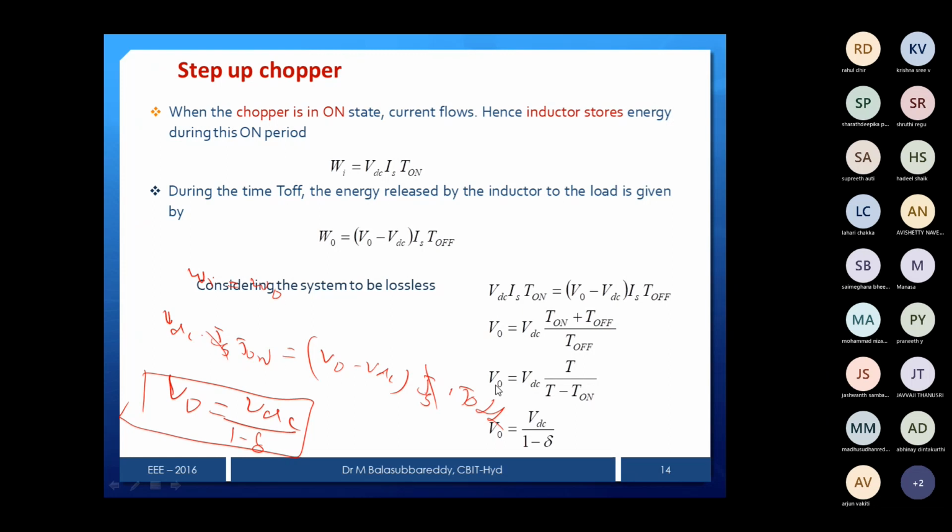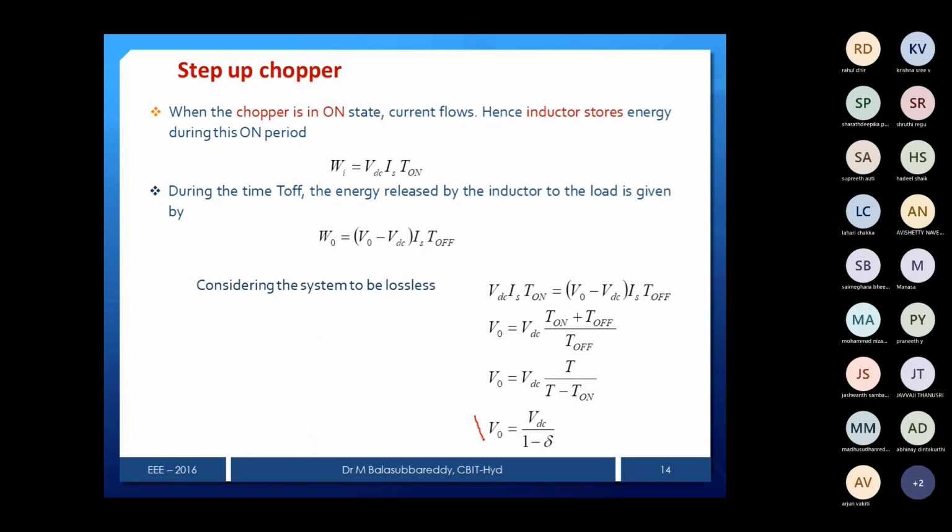Then what will happen? V out is equal to VDC into 1 by (1 minus T on by T). So T on by T is nothing but delta. That is the only point here. You can see that you are dividing both sides by T, here, here and here. Then T by T is 1, so 1 by (1 minus T on by T) is equal to 1 by (1 minus delta). Therefore you get the output voltage as this one.